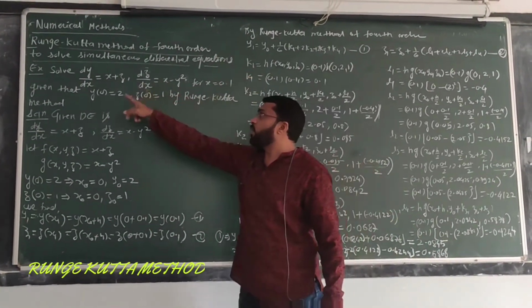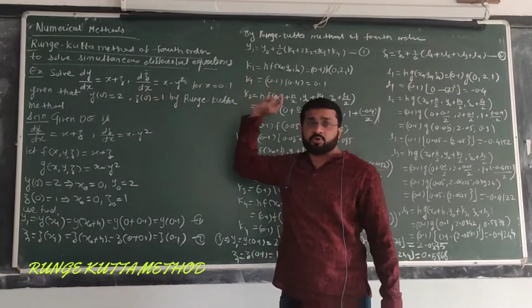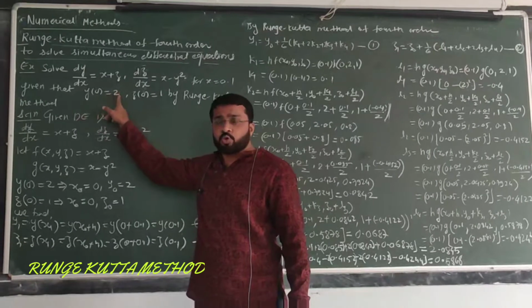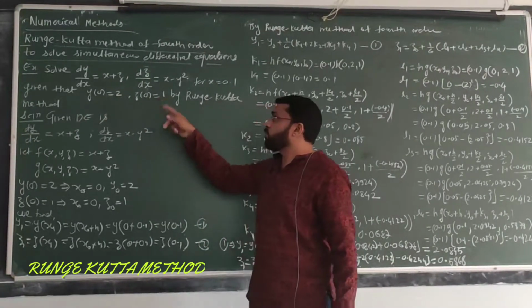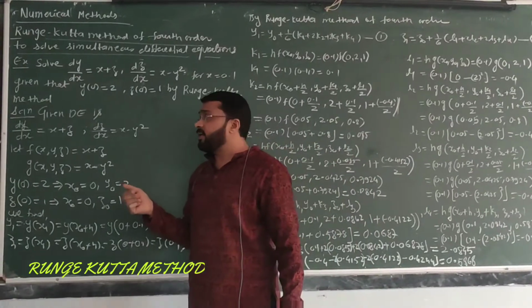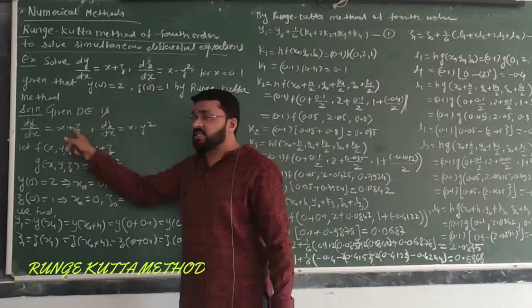मतलब हमको y और z का वैल्यू एट 0.1 निकालना है x equals to 0.1 पे, and given that this initial condition y0 equals to 2 and z0 equals to 1. So we have to solve this by the Runge Kutta method of fourth order. So let us see how to solve it. We have just written the given equation as it is.